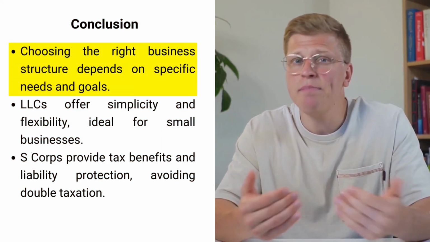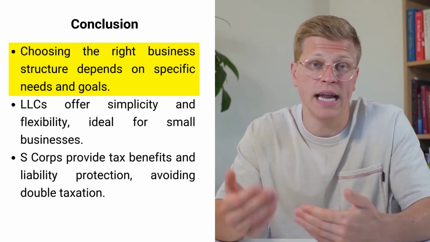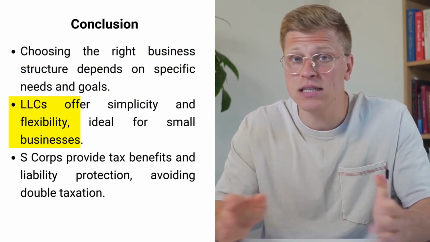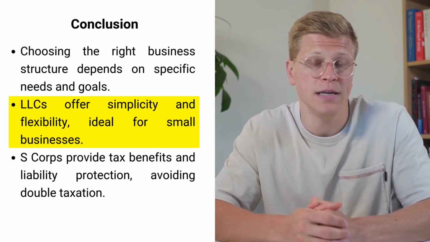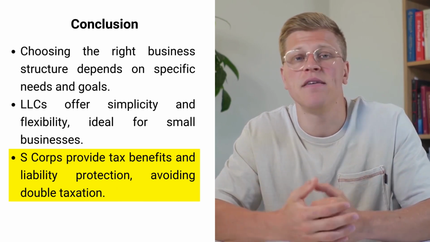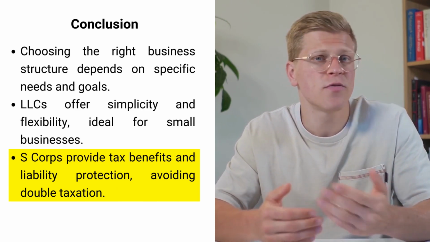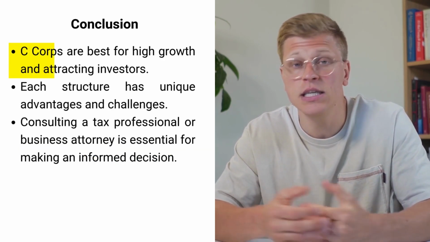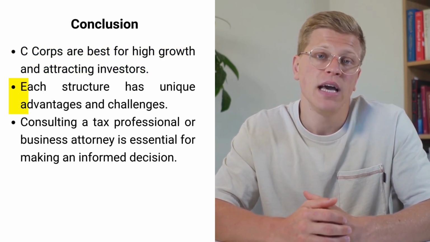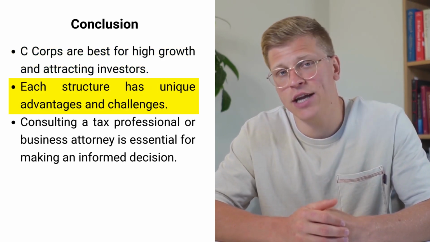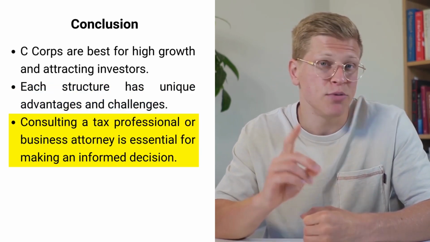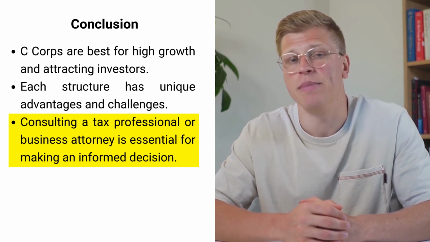So, choosing the right business structure, whether it's an LLC, an S-Corp, or a C-Corp, depends on your specific needs and goals. LLCs offer simplicity and flexibility, making them ideal for small businesses. S-Corps provide tax benefits and liability protection, perfect for those avoiding double taxation. C-Corps are best for businesses aiming for high growth and investor appeal. Each structure has its own advantages and challenges. Consulting a tax professional or business attorney can help you make the most informed decision for your company's future.